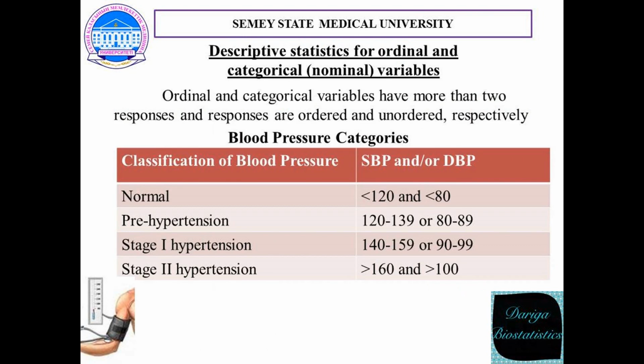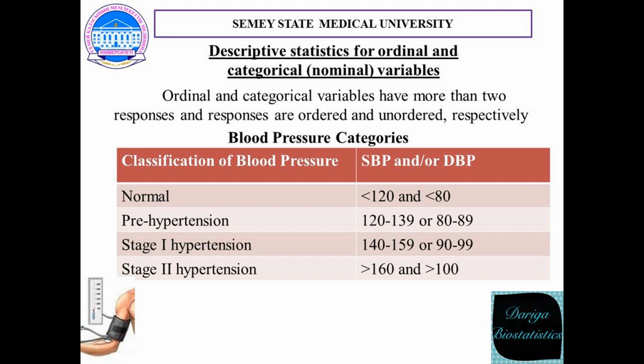Ordinal and categorical variables have more than two possible responses, but the response options are ordered and unordered respectively. Symptom severity is an example of an ordinal variable with possible responses of minimal, moderate, and severe.